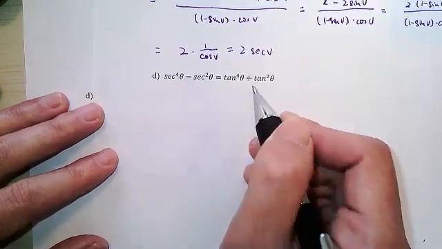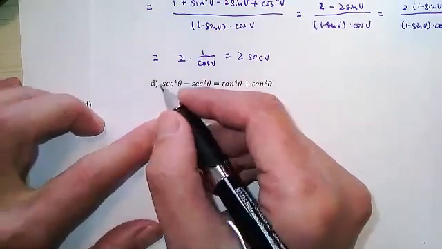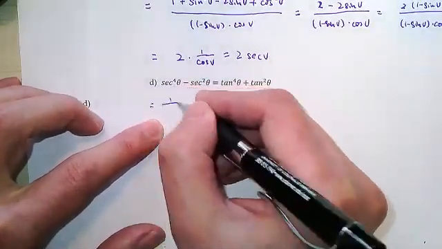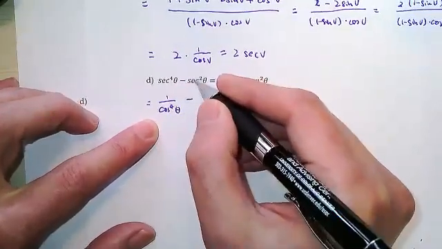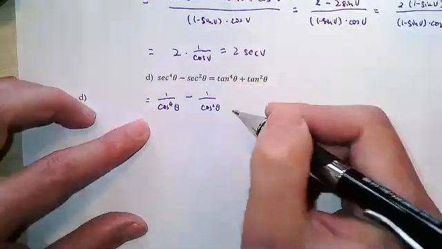So what can we do with this guy? We see secant, we can convert secant in terms of cosine, right? So this guy equals 1 over cosine theta. How about secant squared? This is 1 over cosine squared theta.